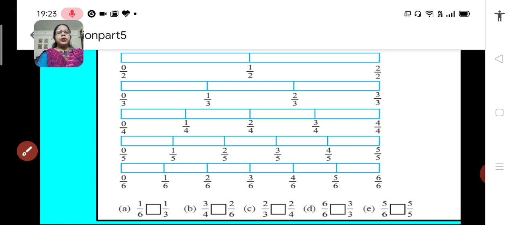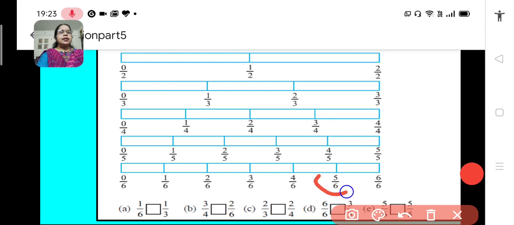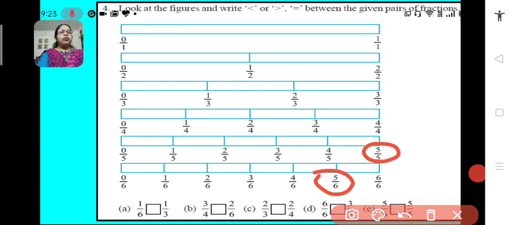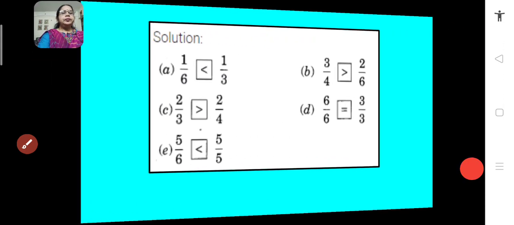Next one, 6 upon 6 and 3 upon 3. 6 upon 6 represents 1, 3 upon 3 also represents 1. So they are equal. E, 5 upon 6 and 5 upon 5. 5 upon 6 is less than 5 upon 5. 5 upon 5 is 1, isn't it? 5 upon 5 is 1. This is 5 upon 6. This is 5 upon 5 or 1. So 5 upon 6 is lesser than 5 upon 5.